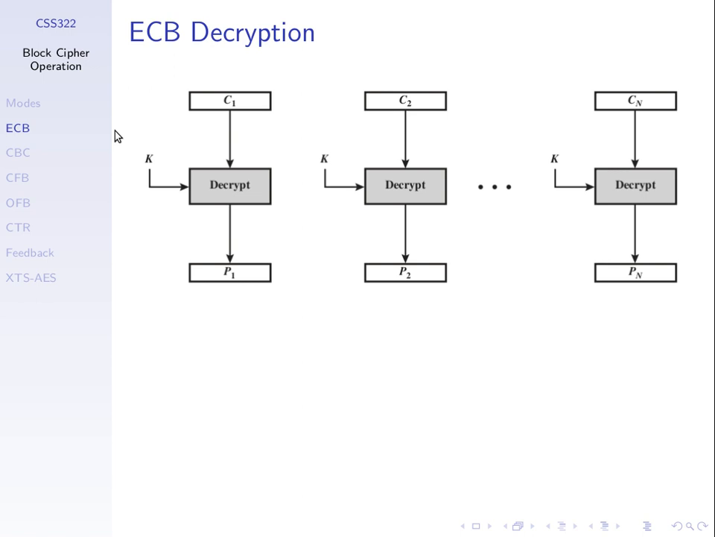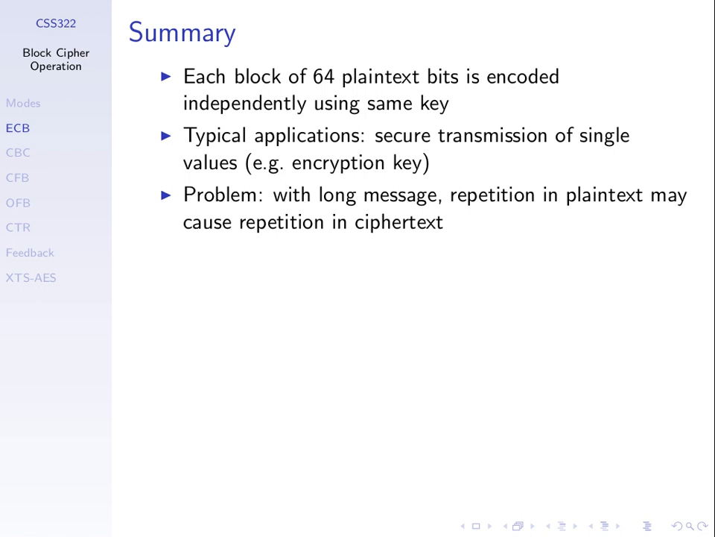Decryption is easy for ECB. We just do the reverse. Take the ciphertext block, use the decryption form of our block cipher, use the same key, and we'll get P1 and the subsequent P's back and get our plain text. Each block of, say, B bits, in this example at least 64 plain text bits, is encoded independently using the same key. So if we're using DES, we have a 56-bit key, and we'll use the same key in each encryption block.